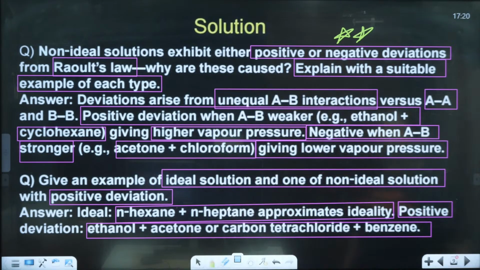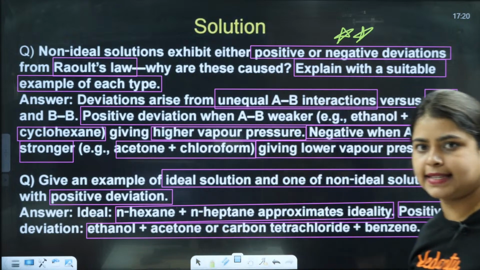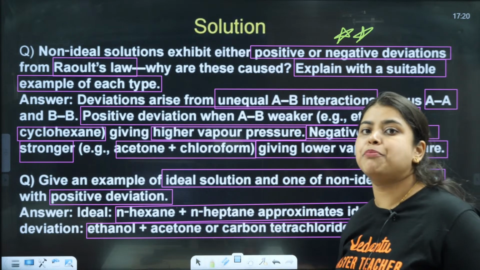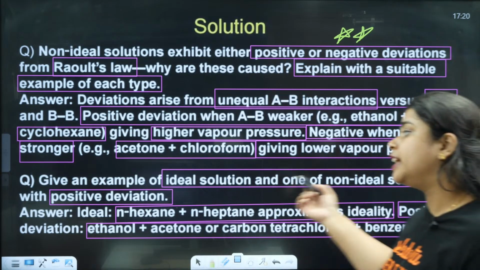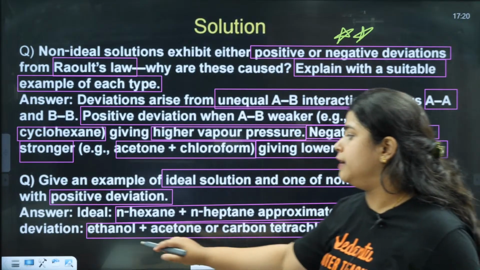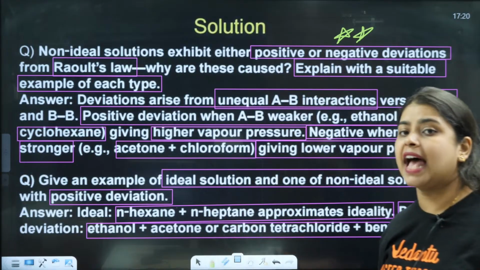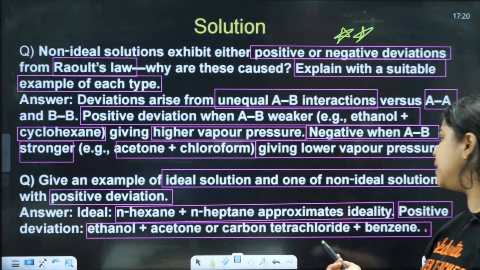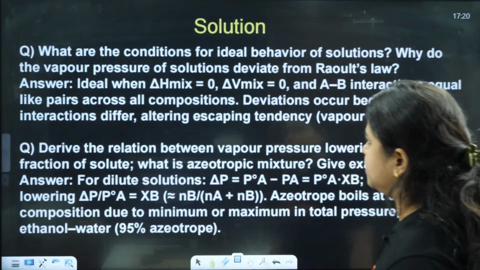Give an example of an ideal solution and one of the non-ideal solution with a positive deviation. So what happens if there is positive deviation? The ideal will be n-hexane plus n-heptane, which approximates ideality. If we are taking positive deviation, ethanol reacting with acetone, or carbon tetrachloride plus benzene. Clear? So next question.